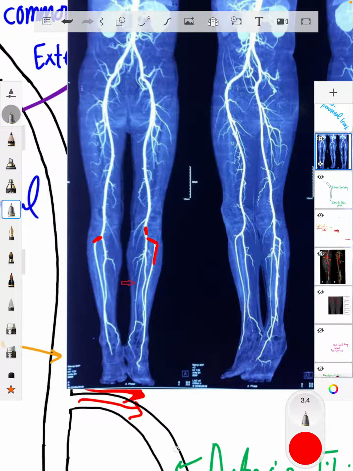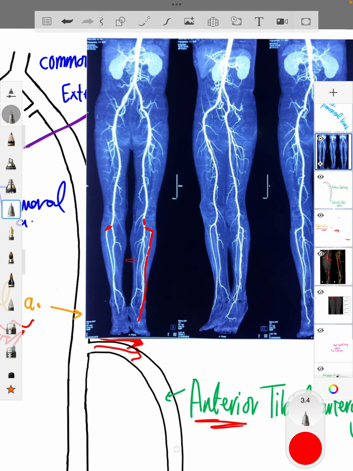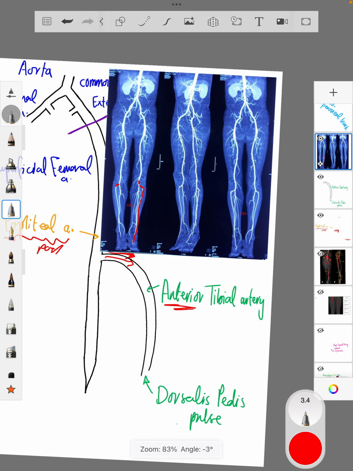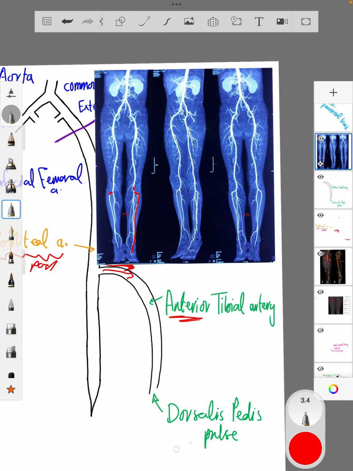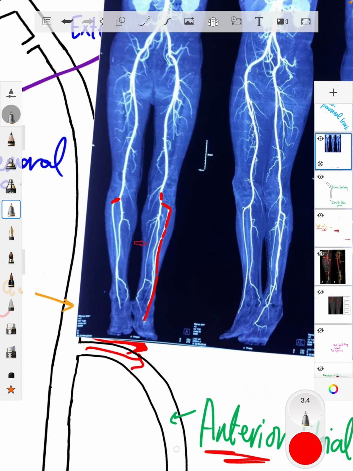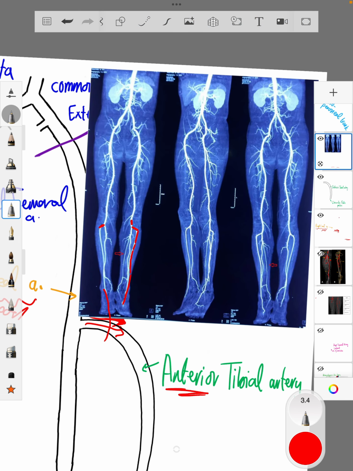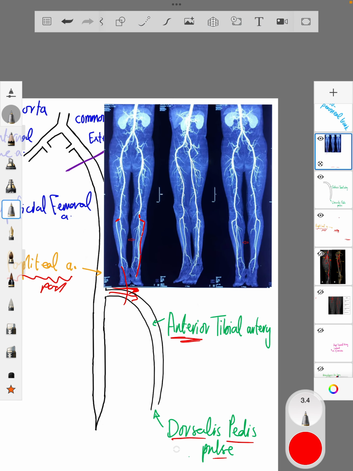So you can see the anterior tibial artery continuing on the front, on the anterior side, and it ends up where? In the dorsal pedal pulse area, right? So that's why the dorsalis pedis pulse comes from the anterior tibial artery, okay? So this is the anterior. So this is one branch, okay? So we're done with one branch.